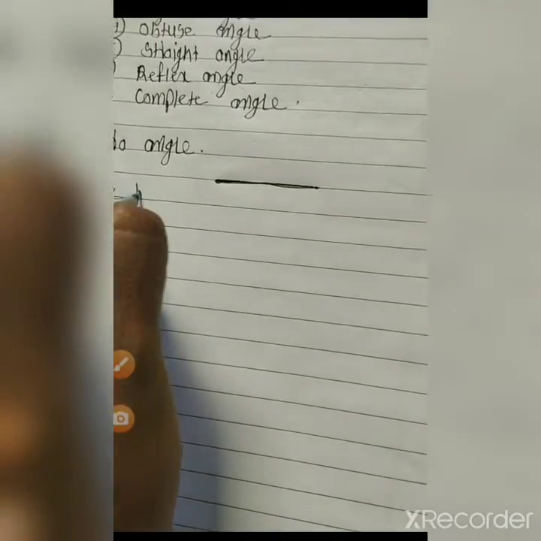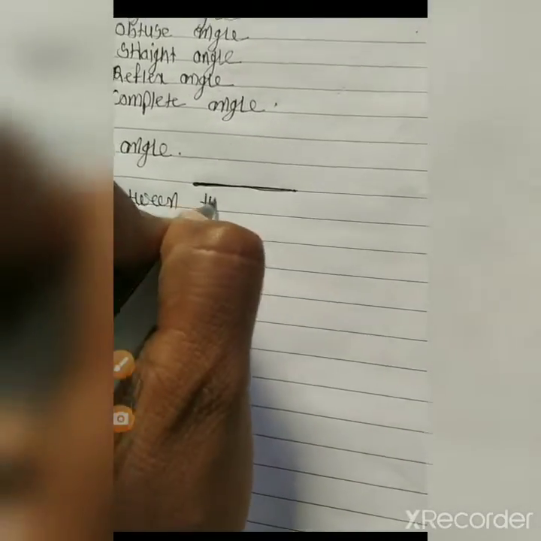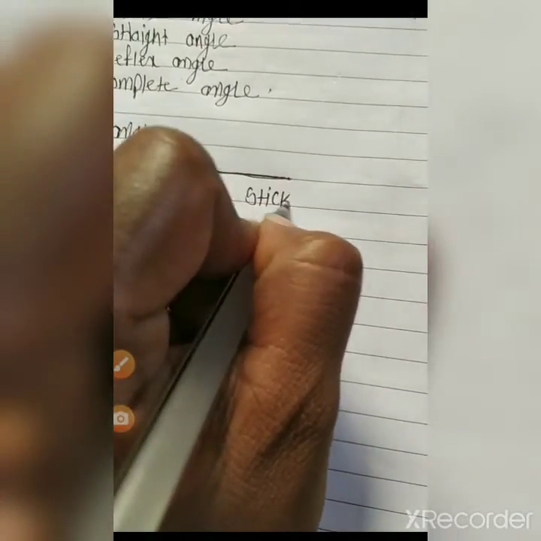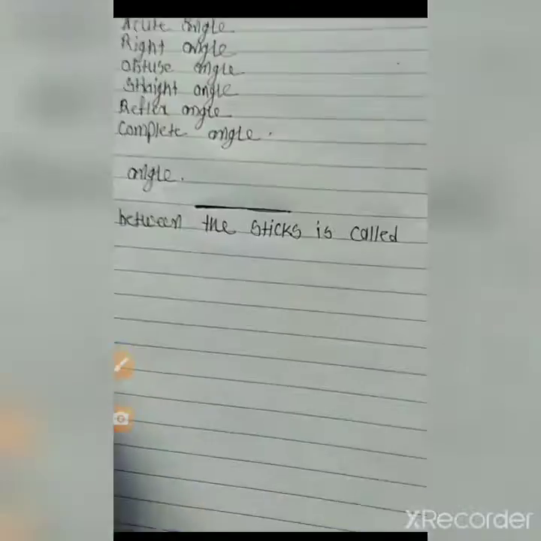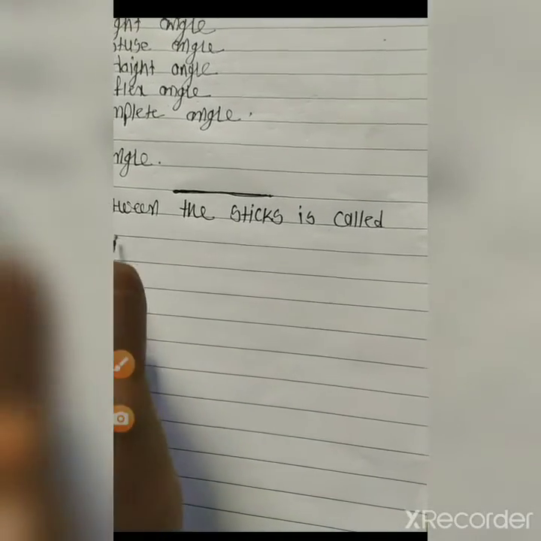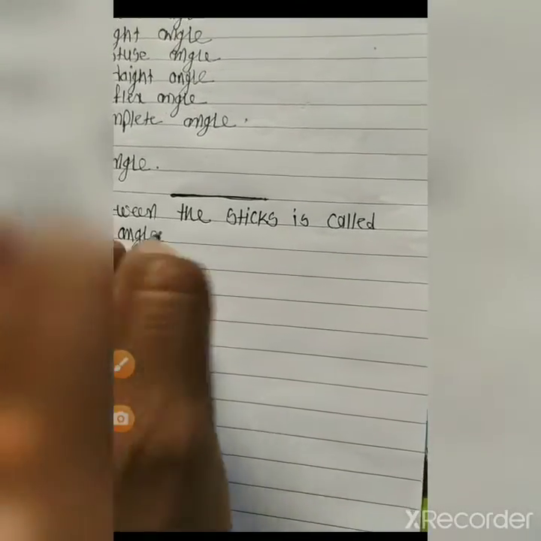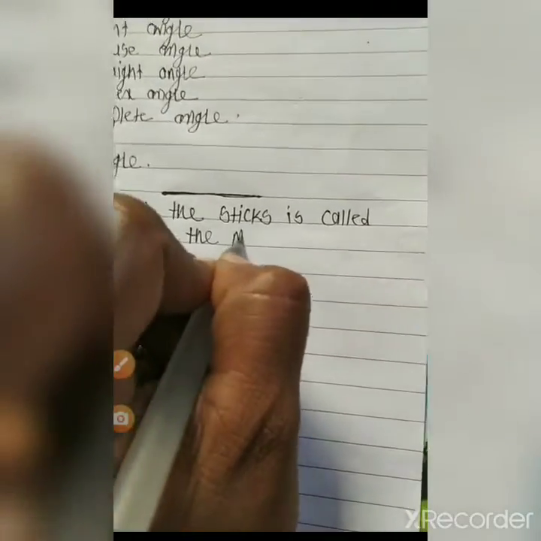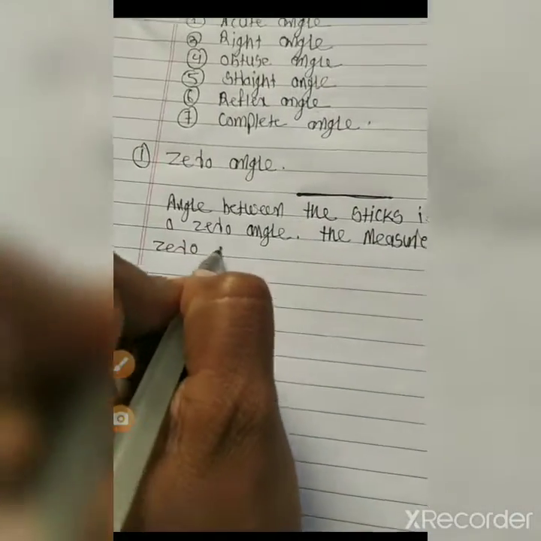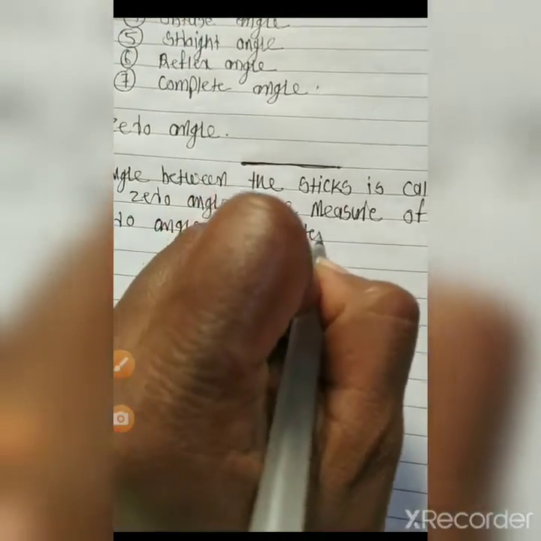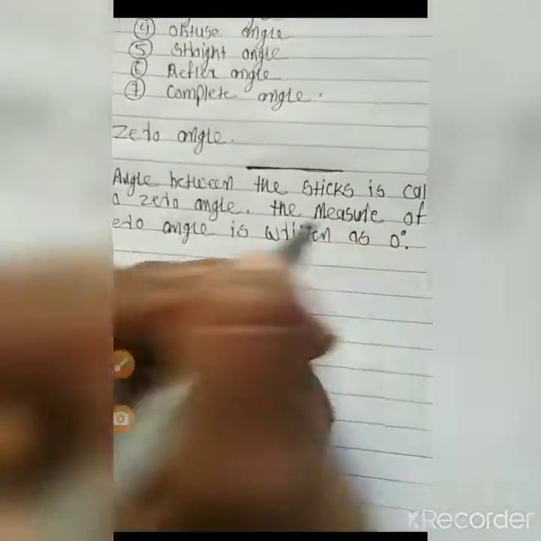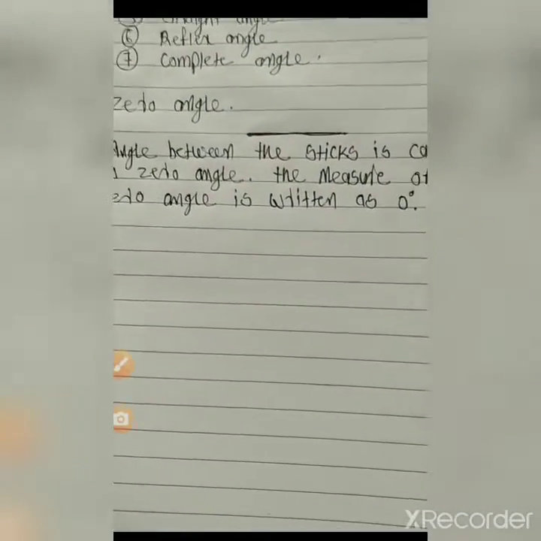The angle between the sticks is called a zero angle, and the measure of the zero angle is written as 0 degree.